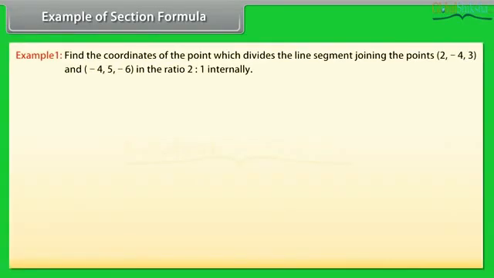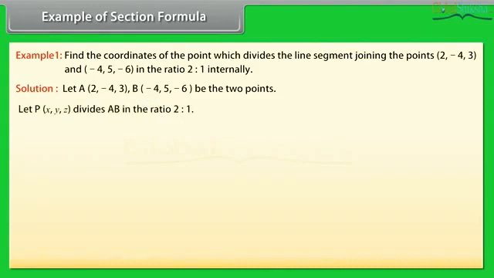Example of section formula. Find the coordinates of the point which divides the line segment joining the points (2, -4, 3) and (-4, 5, -6) in the ratio 2:1 internally. Solution. Let A (2, -4, 3) and B (-4, 5, -6) be the two points. Let P (x, y, z) divide AB in the ratio 2:1.